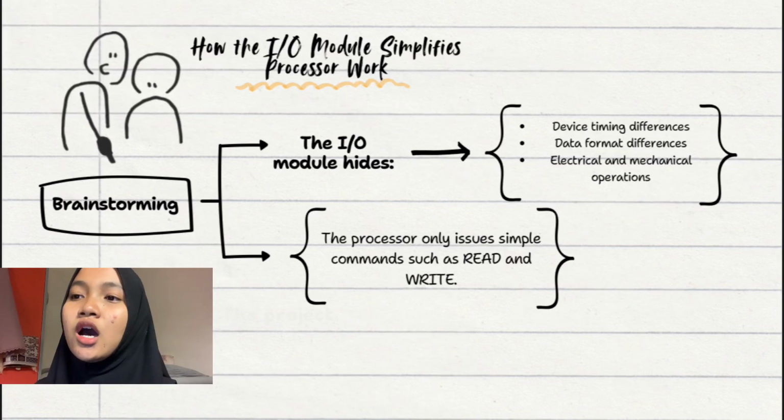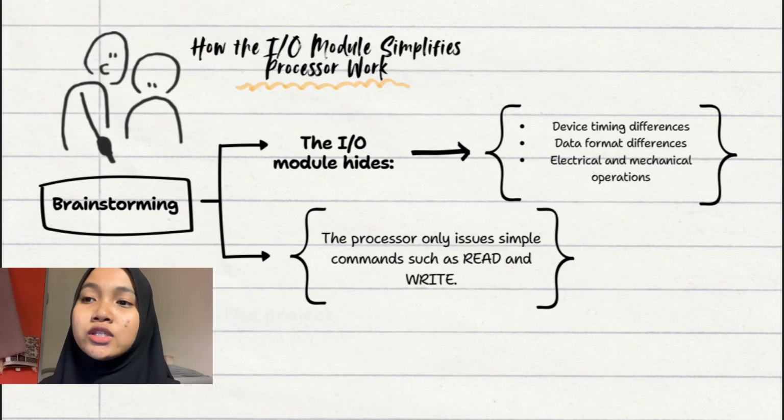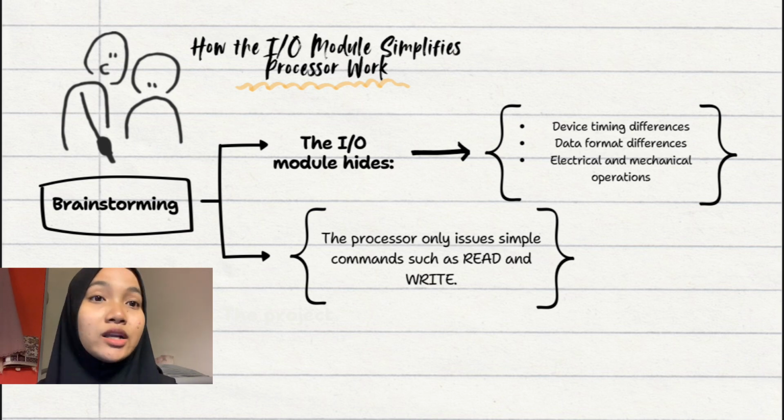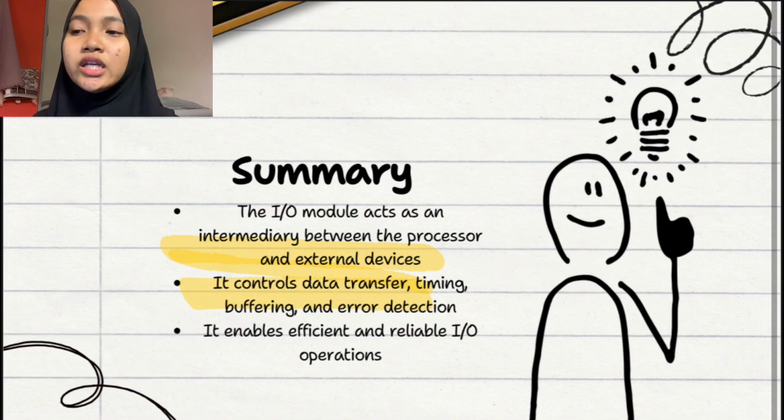So this is how the I/O module simplifies processor work. The I/O module hides device timing differences, data format differences, and electrical and mechanical operations. The processor only issues simple commands such as read and write. So, the summary: the I/O module acts as an intermediary between the processor and external devices. It controls data transfer timing, buffering, and error detection, and it enables efficient and reliable I/O operations.